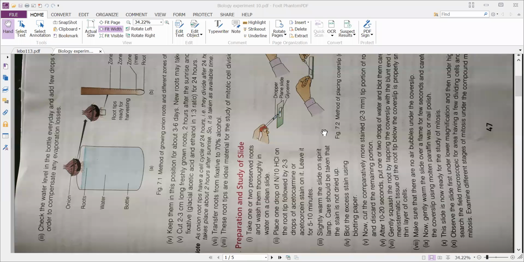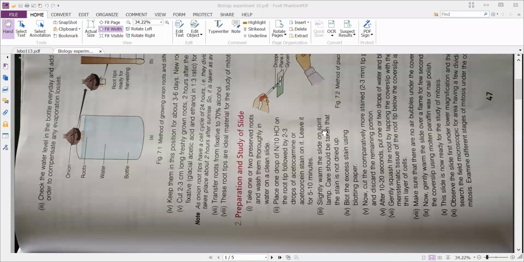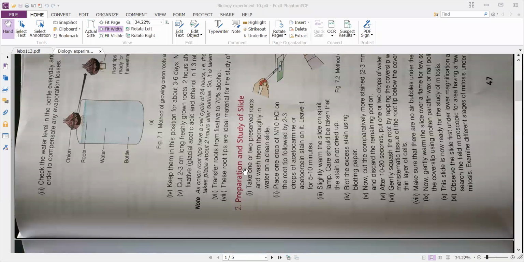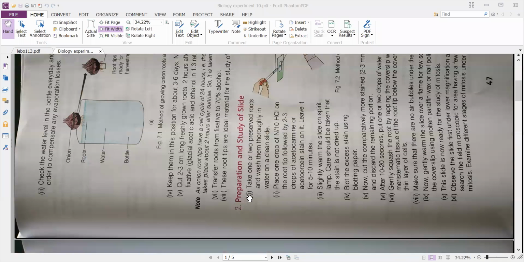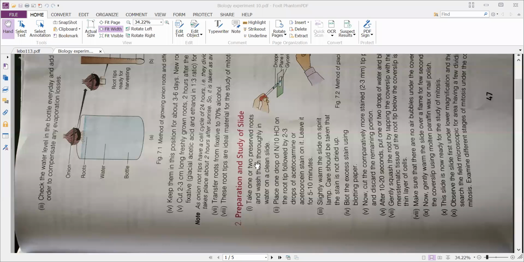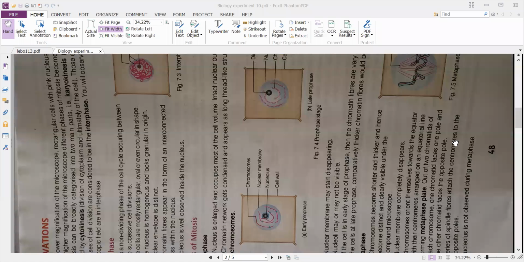Next side heading, procedure. Under procedure, you have to write: preparation and study of slide. And next, all these points, a total of 11 points are there. That one you can write.